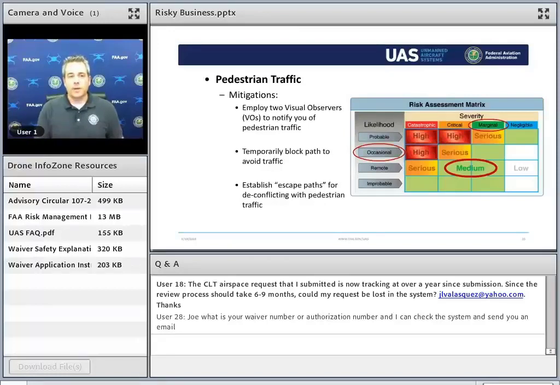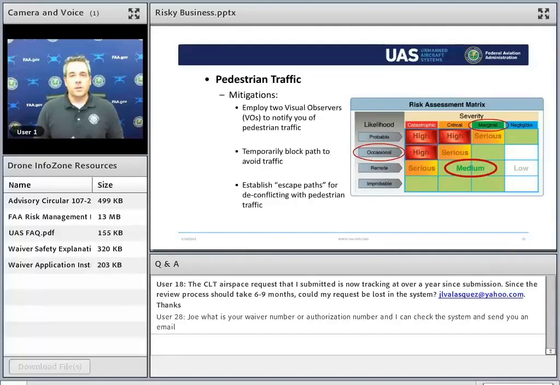And what do I mean by that? Well, here's some of the things that we can do. Maybe you want to employ 2 visual observers in this scenario. Okay? They can notify you of pedestrian traffic. They may be able to block off the path for you. Maybe you can say, hey, look, I'm going to be shooting in the next 10 minutes. Let's keep everybody stopped on this path just for 10 minutes. That could be a possibility to temporarily block the path.